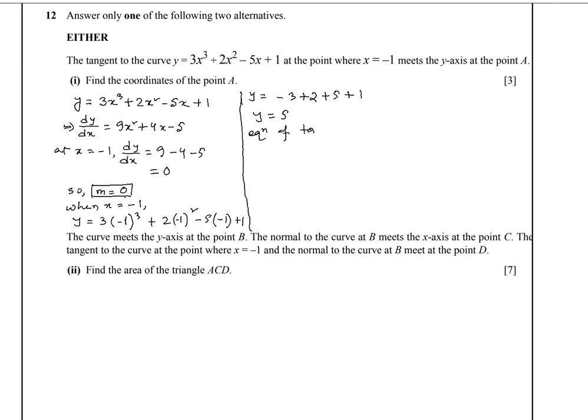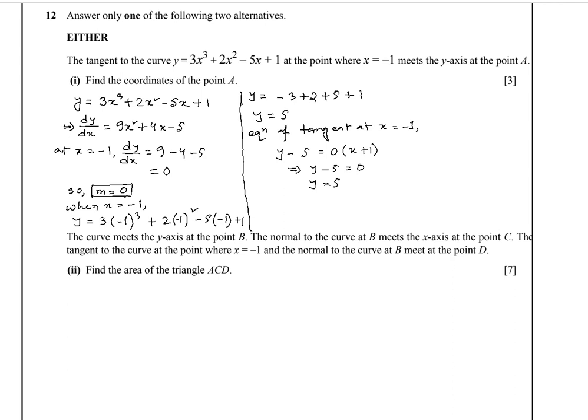So now we need to find the equation of this tangent. The equation of the tangent at x equals minus 1, we use the formula y minus y1 equals m times x minus x1. Therefore we can write y minus 5 equals 0 times x plus 1. That gives us y minus 5 equals 0. Therefore y equals 5.